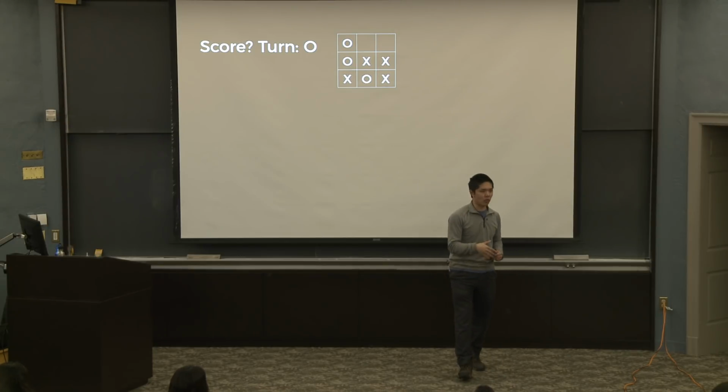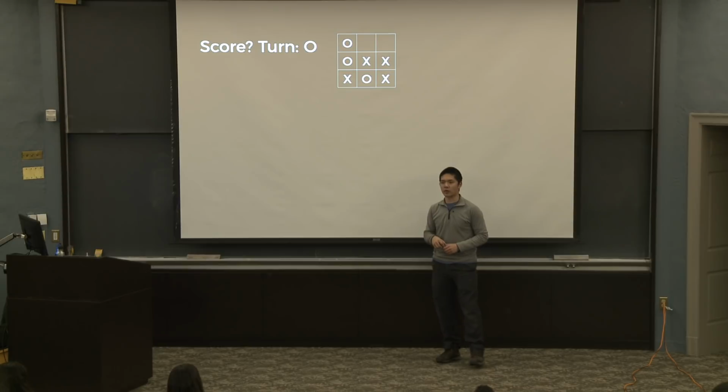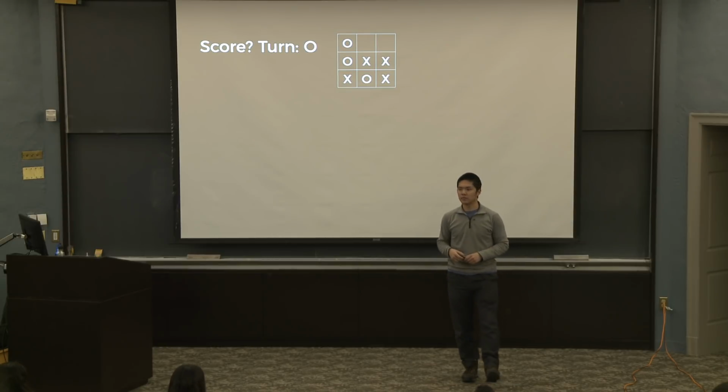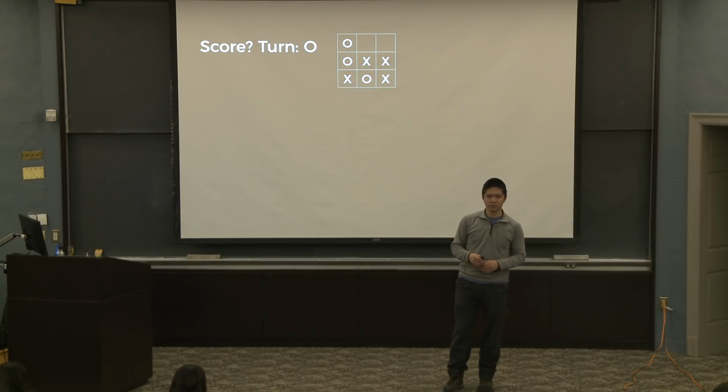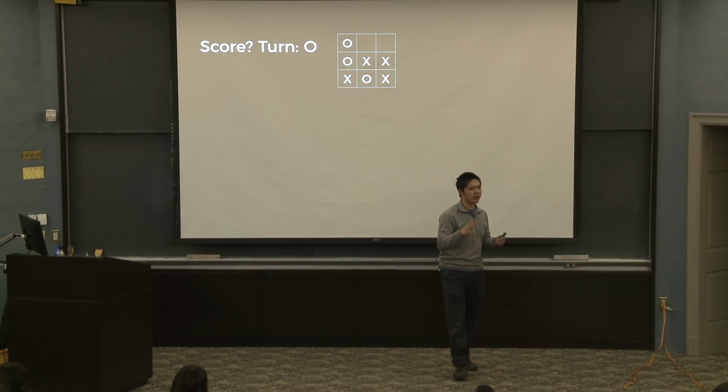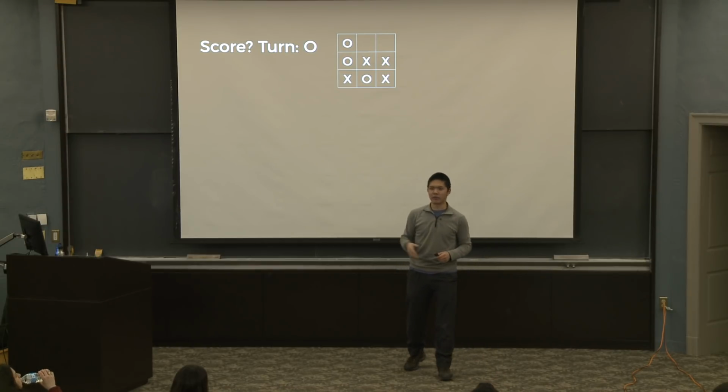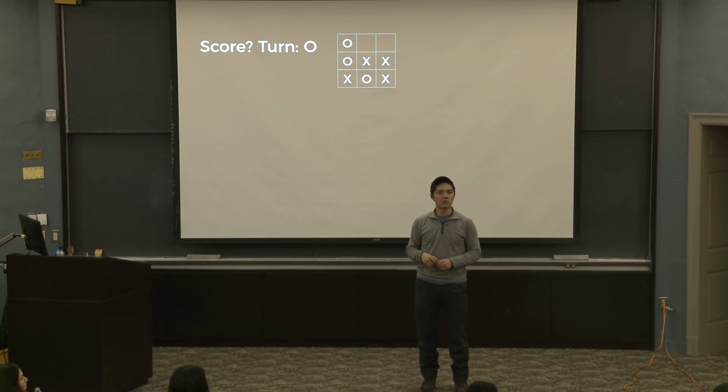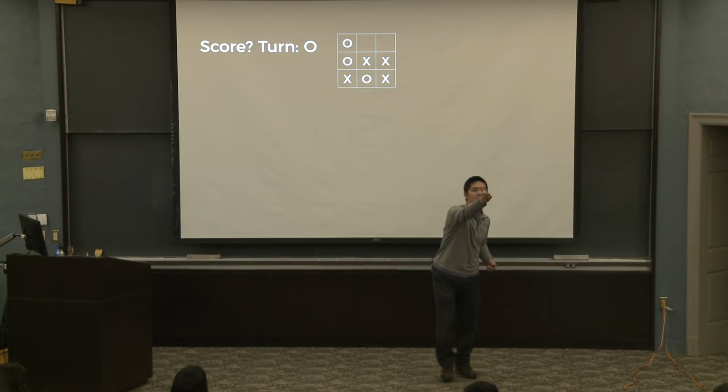If X wins, it's a score of 1. If O wins, it's a score of -1. If nobody wins, it's a score of 0. OK, I hear people saying 0. Why 0? Someone tell me, why is this a score of 0? What is the logic you went through to mentally get at the idea that this is a score of 0? Yeah?